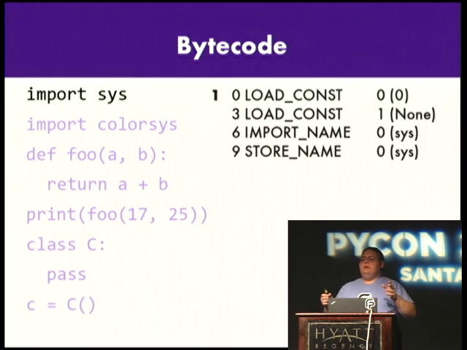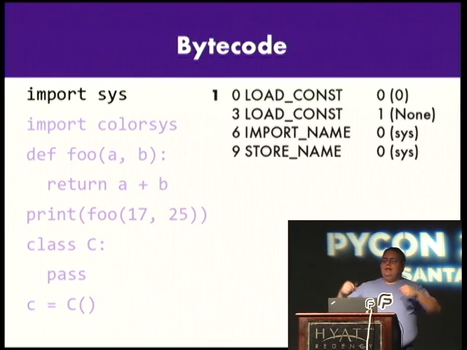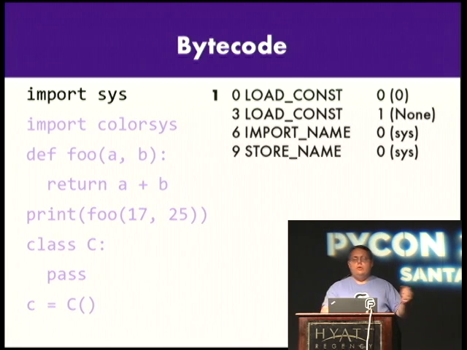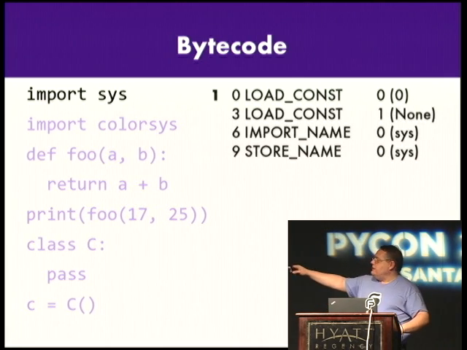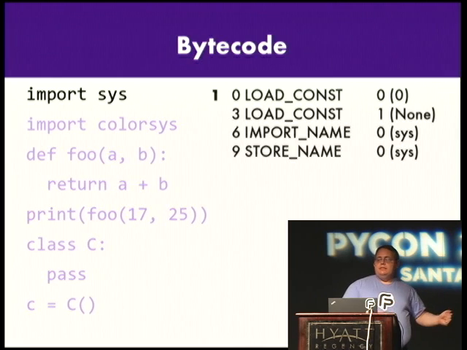So import name pushes its result on the stack, whatever thing that it has loaded. That's going to be a module object in this case. And then we store it. Store name takes the parameter, which is an index into the names array, which is sys. That's what actually binds the module to the name sys.